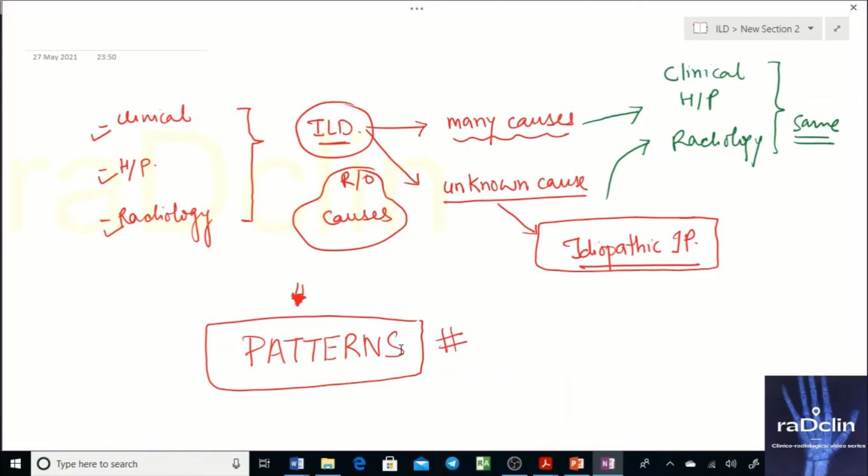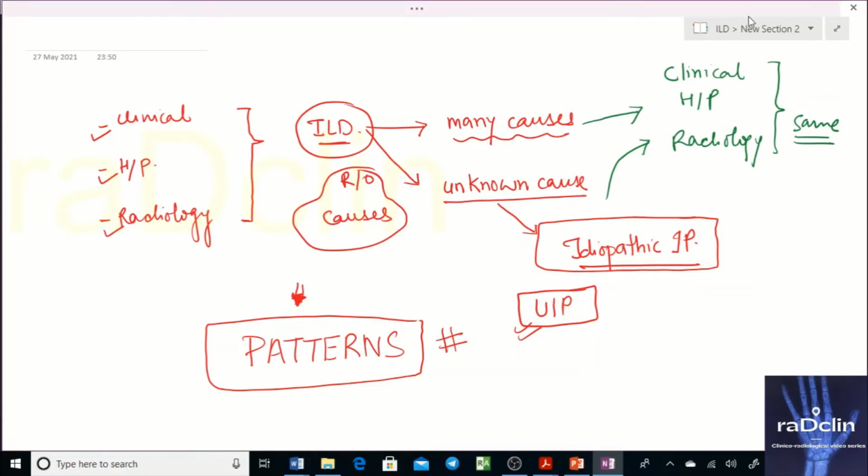For example, if I discuss the UIP pattern, I'll be telling you how a UIP pattern looks. And whenever we approach, say for example, rheumatoid arthritis, we'll realize that rheumatoid arthritis can cause UIP pattern. So it's a known cause of UIP. But once I have ruled out all the causes of UIP, then ultimately I diagnose it to be an idiopathic interstitial pneumonia, that is your idiopathic pulmonary fibrosis. So that is a thing.